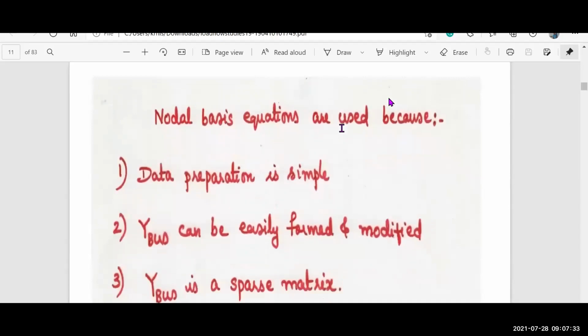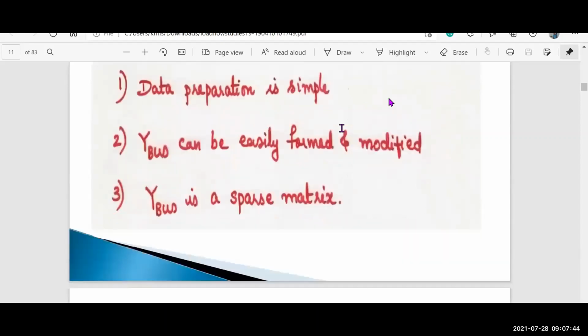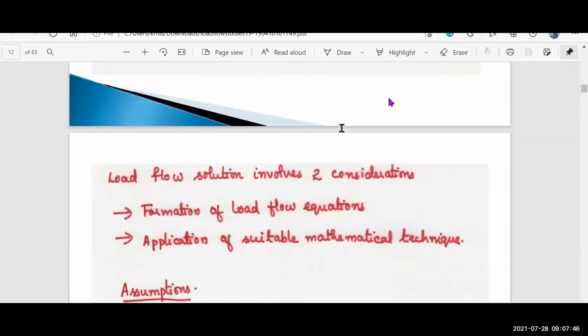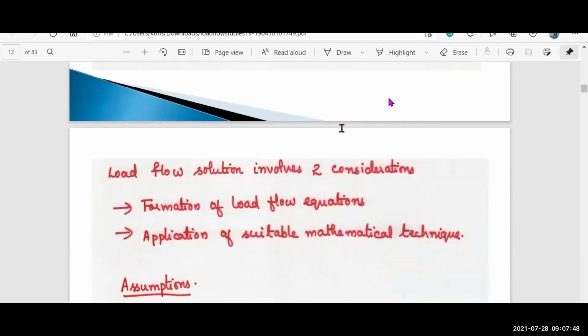Nodal basis equations are used because data preparation is simple, and Y bus can be easily formed and modified. Y bus is a sparse matrix. So the load flow solution involves two considerations: formation of the load flow equations and application of a suitable mathematical technique.